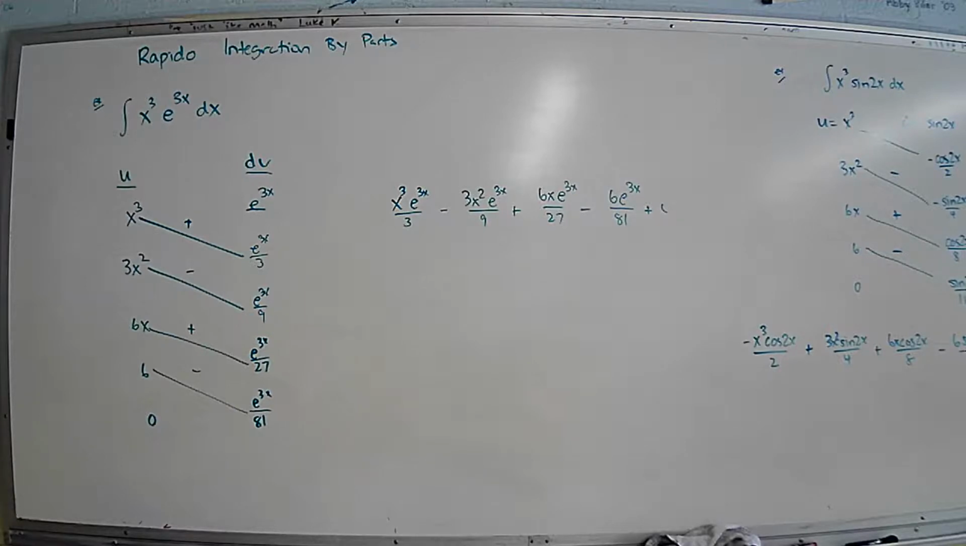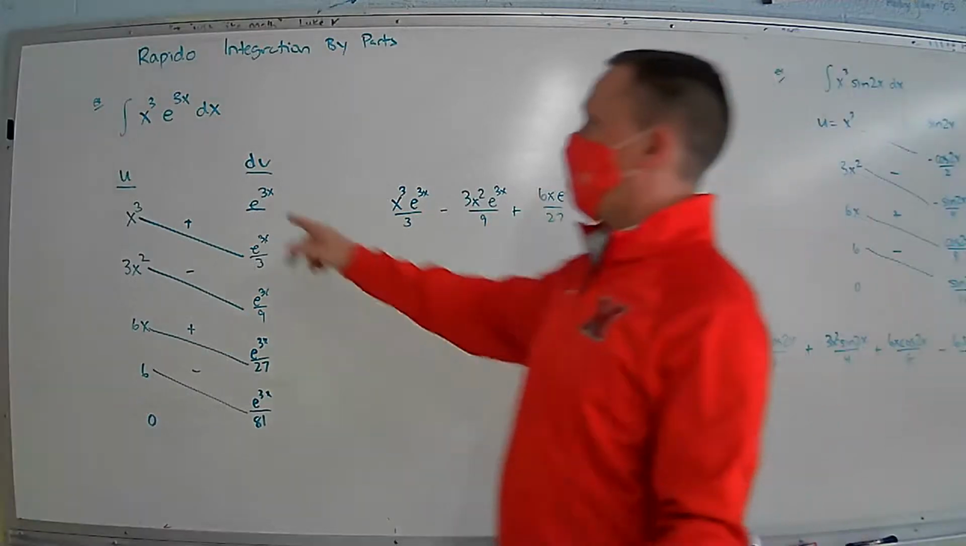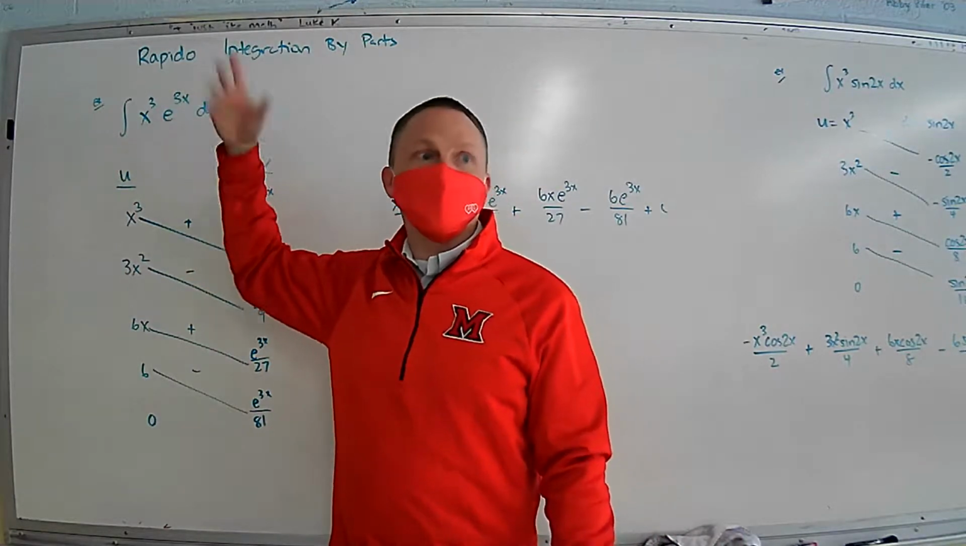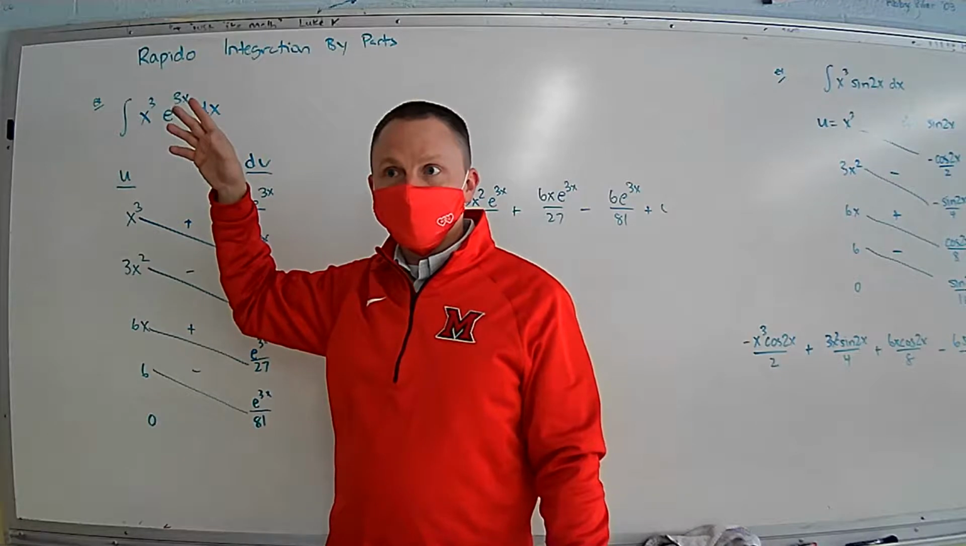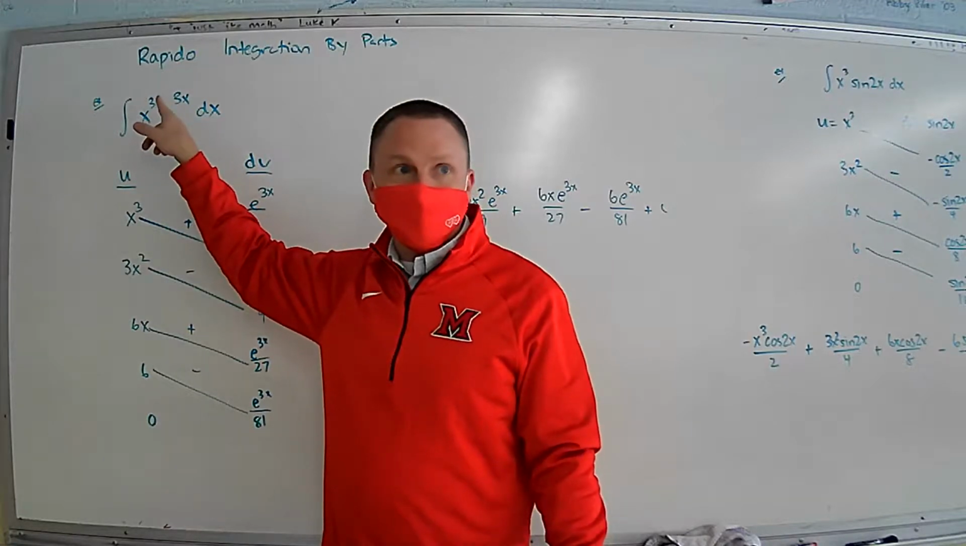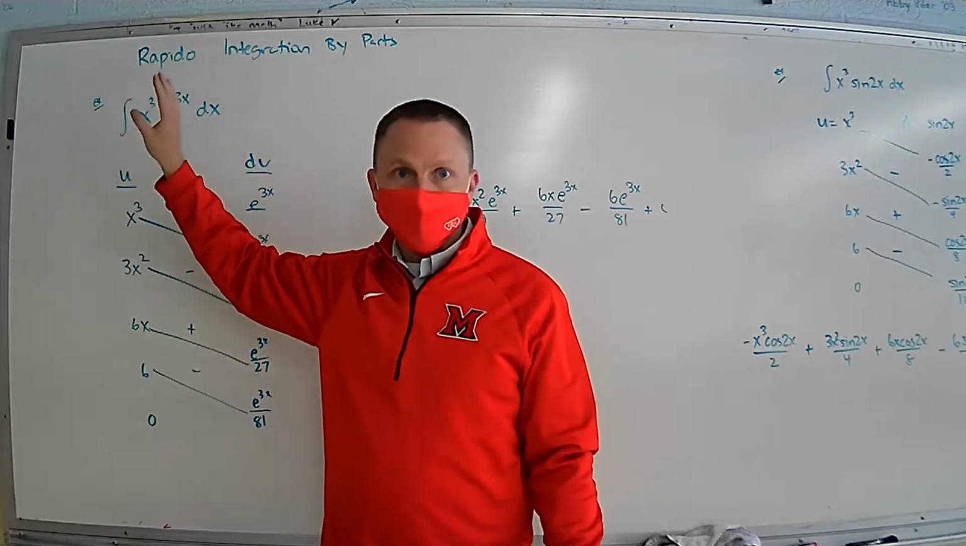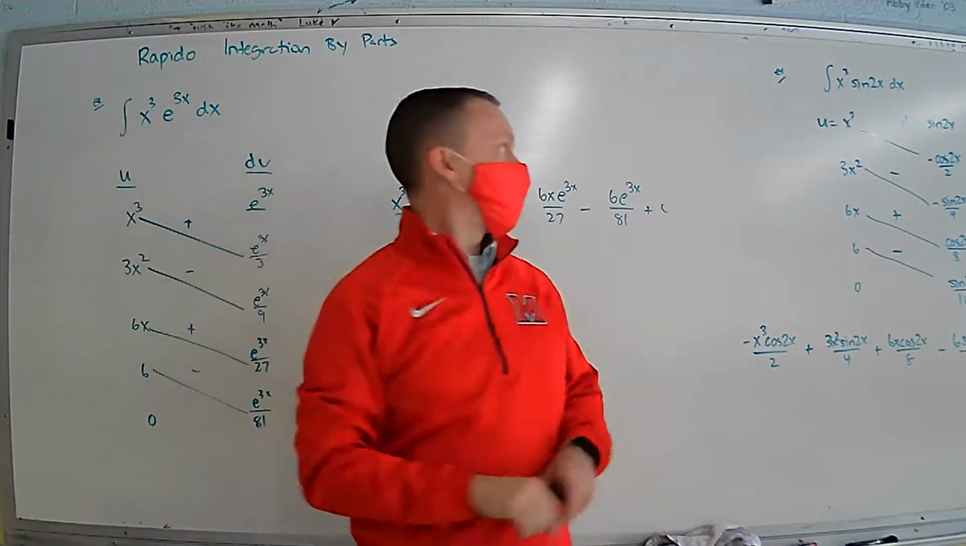So when does this work well? I, Scott Mitter, would use this when I have a power, like x cubed, x to the fourth, x to the whatever, times an exponential, like e to the x, e to the 3x, e to the 7x, but not e to like some x squared or x cubed. I wouldn't do it then. You'll see why in a second.